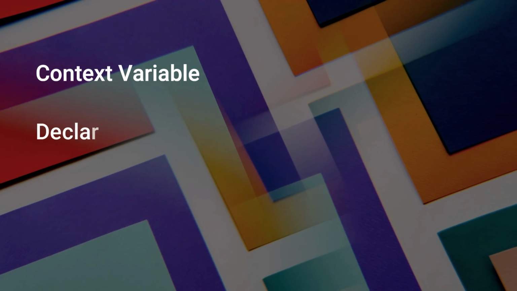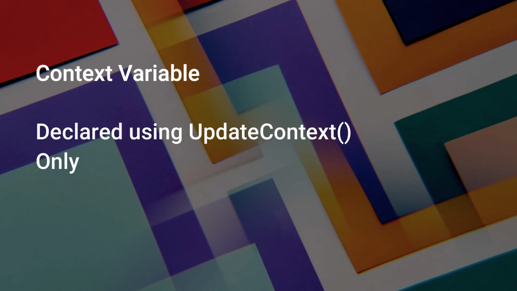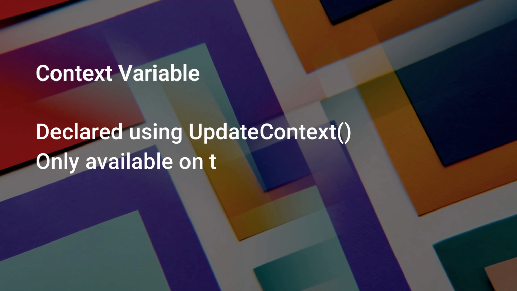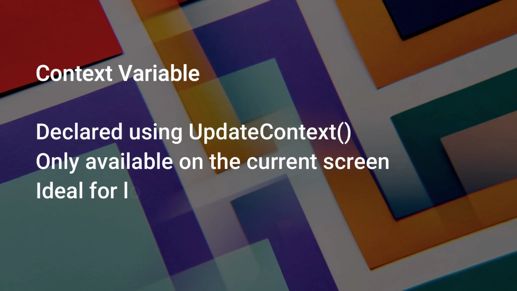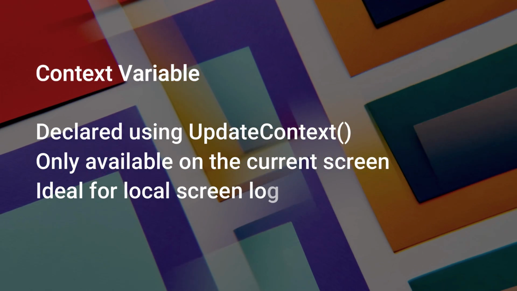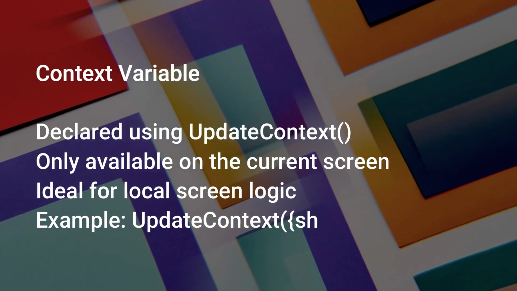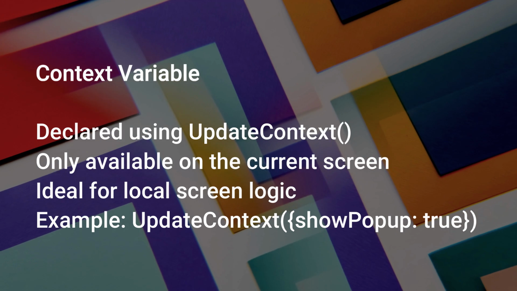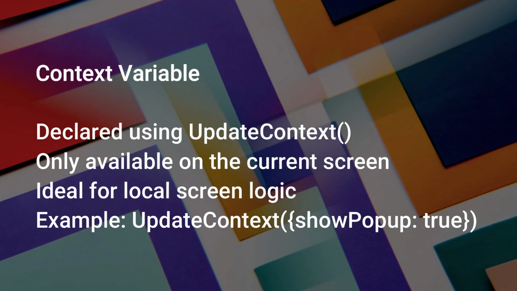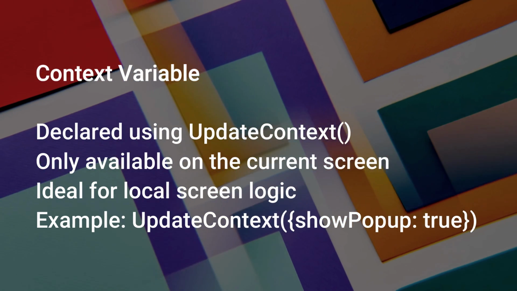Now the second one is the context variable, and context variables are declared using the UpdateContext function. A context variable is only available on the current screen and is ideal for local screen logic. Here is an example of a context variable: UpdateContext({showPopup: true}). This is how we can create a context variable. Here we are assigning true to the showPopup variable.